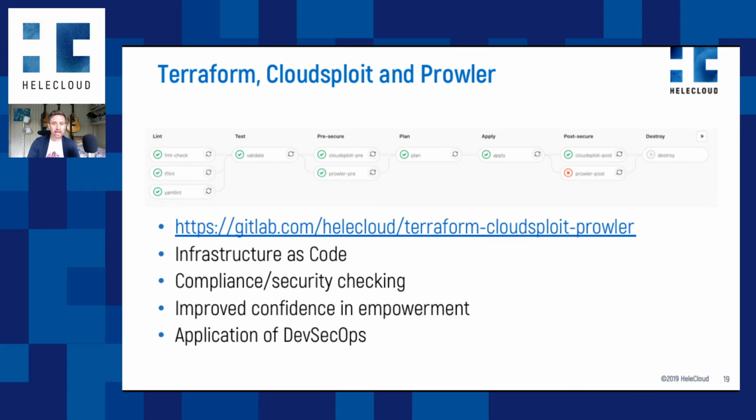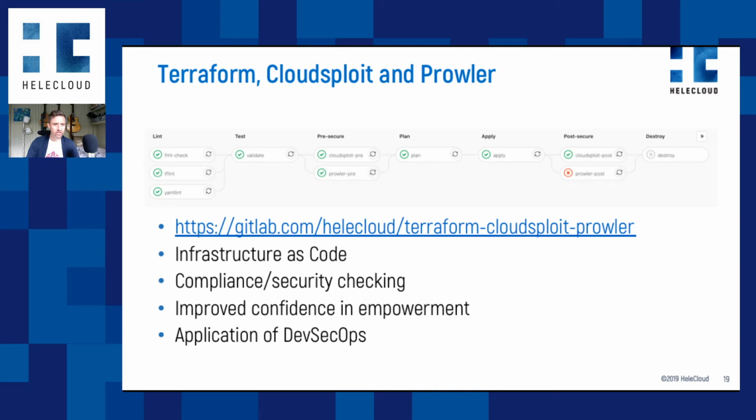And what we've got here is a secondary pipeline that's called Terraform Cloud Split Prowler. And you can see what I've done there with the name. I'm using Terraform and Cloudsploit and Prowler. And what it's doing is infrastructure as code. It's going to do some compliance security checking, and then it becomes like an application of DevSecOps because we're embedding our security processes that we have agreed on into the tools that we're running. And so we're getting towards having a process for delivering security.